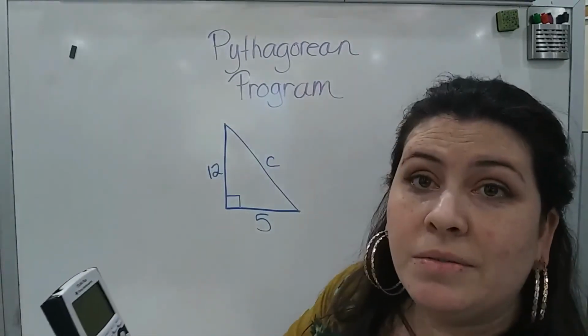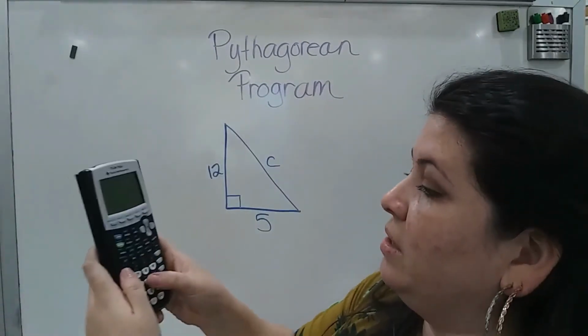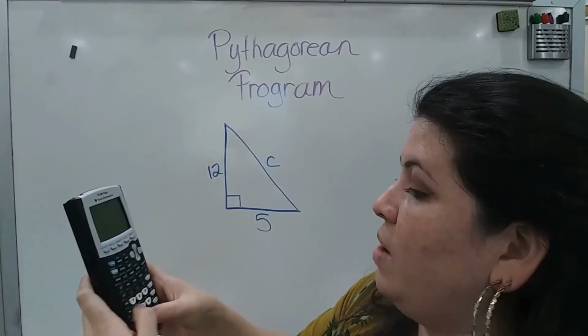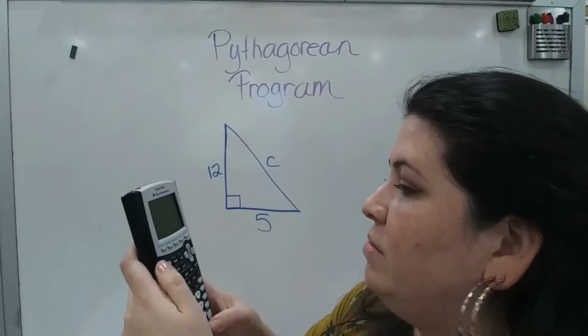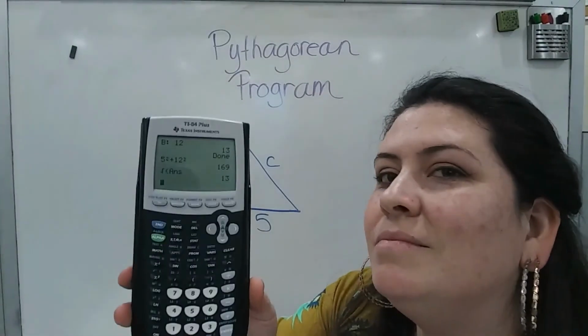And just to be extra sure, let's do it real quick. Let's see, 5 squared plus 12 squared is 169. Second square root of second answer, 13.